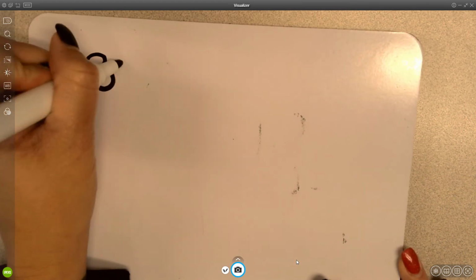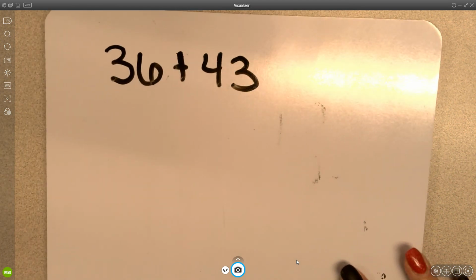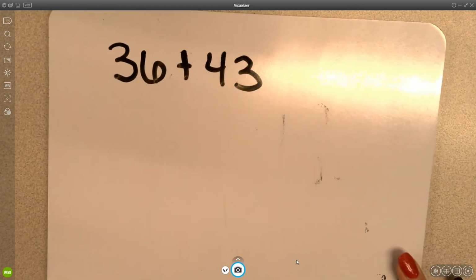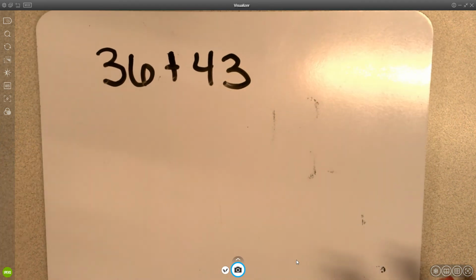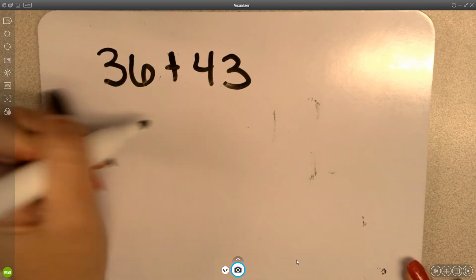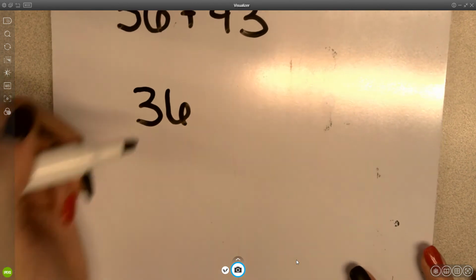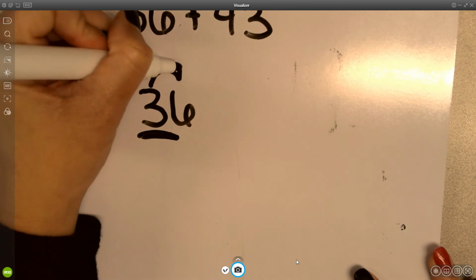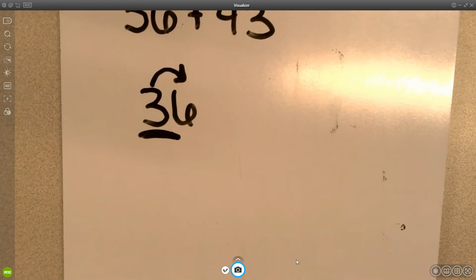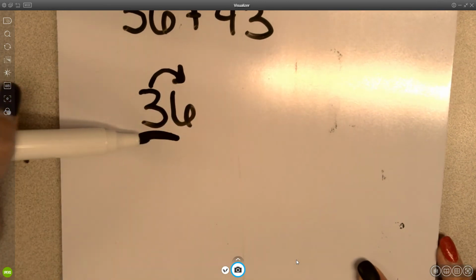So the first problem I want to look at is 36 plus 43. And I want to figure out if my answer that I come up with is close to my rounding or my estimating. So I'm going to round both of these numbers. The number 36, if I'm rounding to the 10, this is the tens place, but I need to look at my 6 because that's going to tell me if I'm going to round up to the next 10 or if I'm going to stay at this 10.